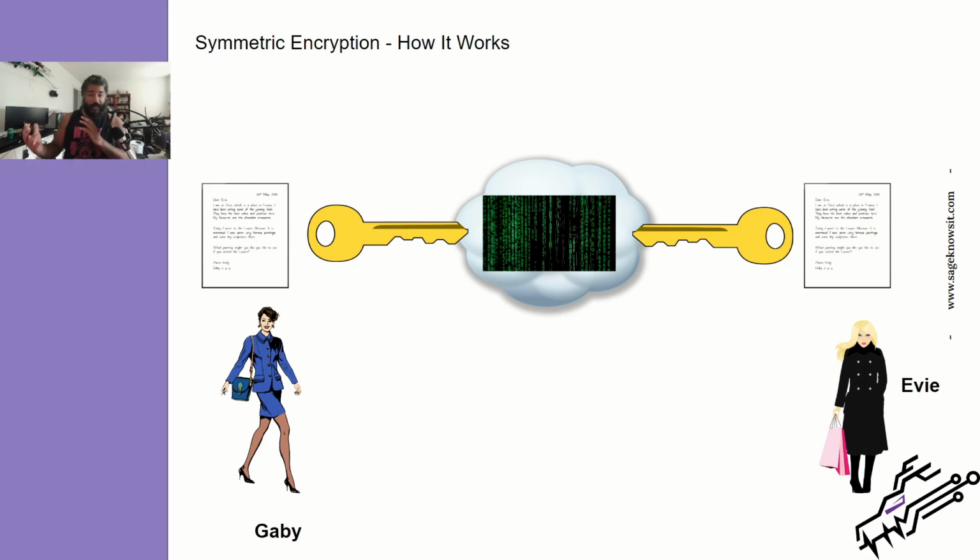Anyone who may intercept it will only see the ciphertext, which looks like the gibberish text in the Matrix, right? But when Evie actually receives it, she'll be able to use that same key to decrypt the message, and then she'll be able to see it in plain text. That's essentially how symmetric encryption works.